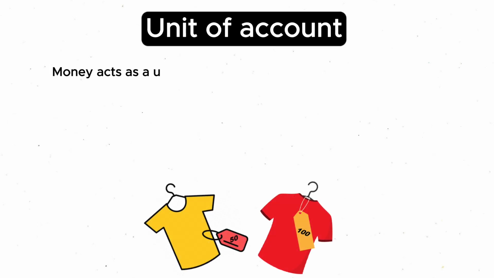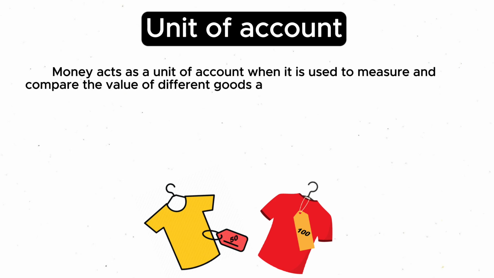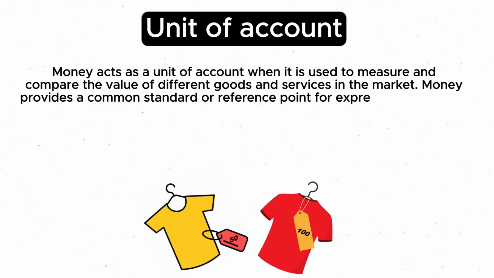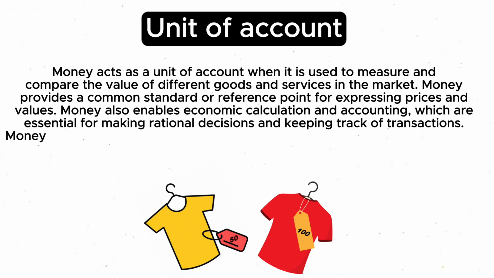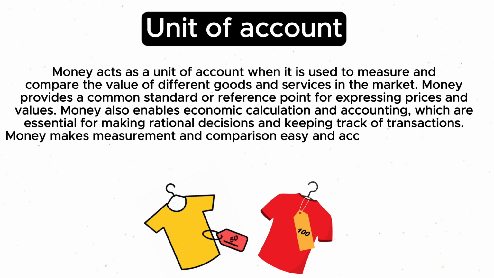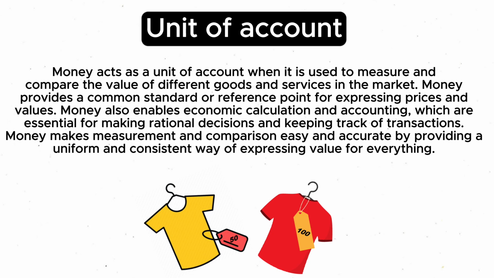Unit of account. Money acts as a unit of account when it is used to measure and compare the value of different goods and services in the market. Money provides a common standard or reference point for expressing prices and values. Money also enables economic calculation and accounting, which are essential for making rational decisions and keeping track of transactions. Money makes measurement and comparison easy and accurate by providing a uniform and consistent way of expressing value for everything.